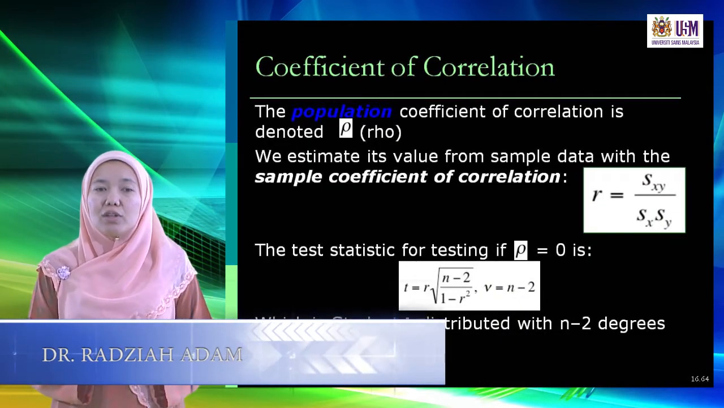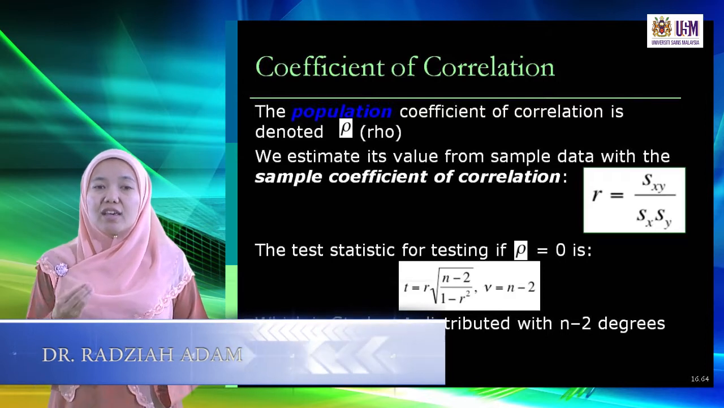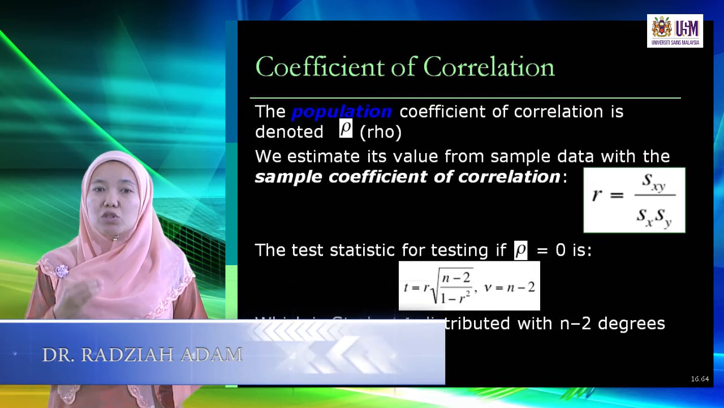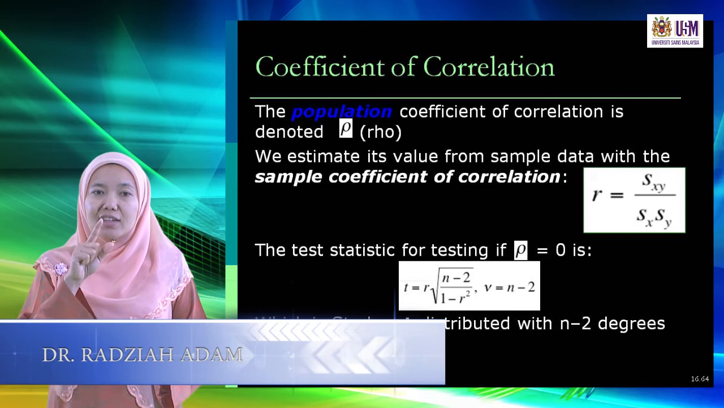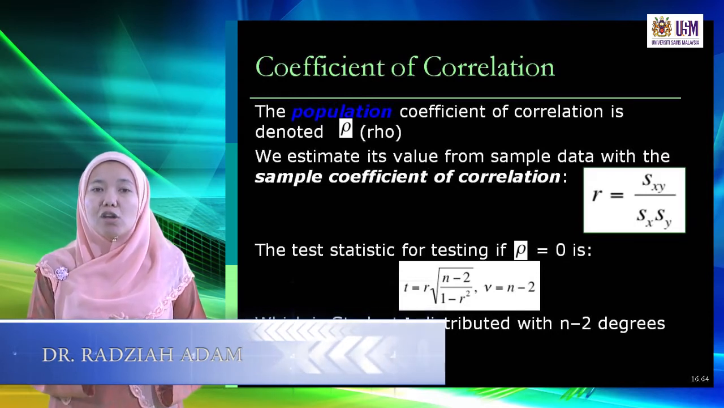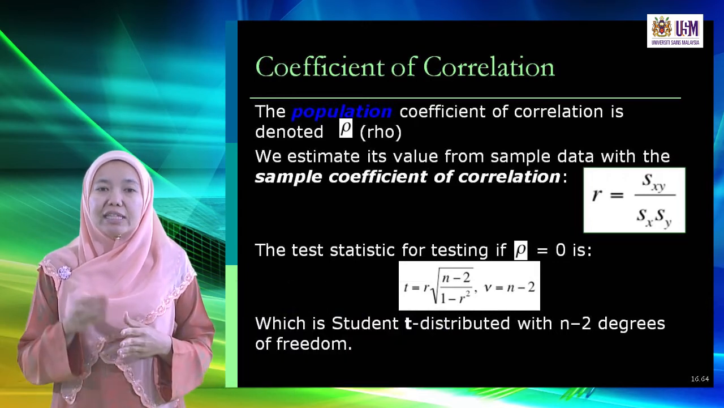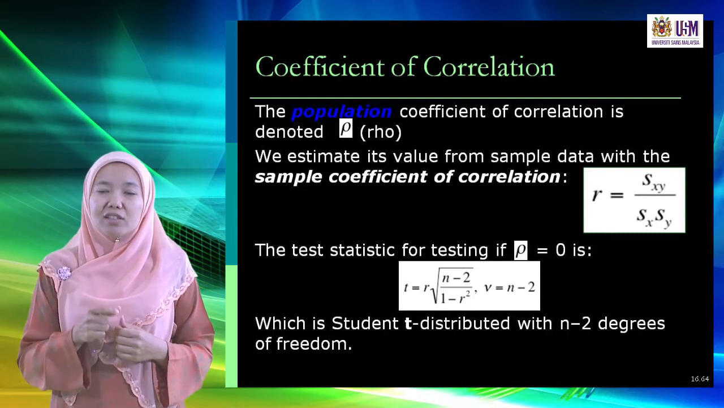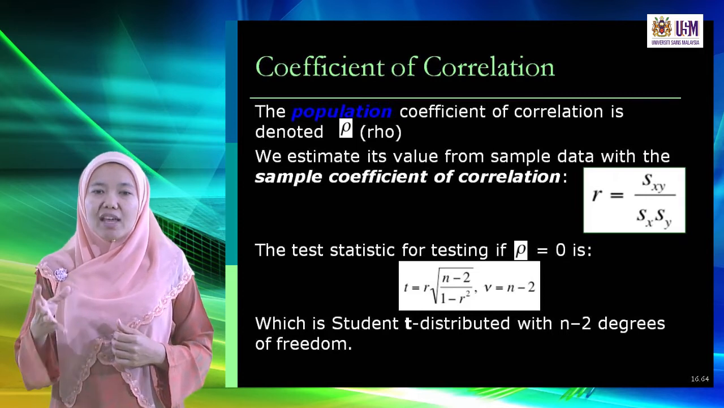We can also do hypothesis testing for coefficients of correlation. In this case, the population coefficient of correlation is denoted as rho. It's not p, but something like a curved p. So we estimate its value from sample data with the sample coefficient of correlation. Small r is equal to SXY divided by SX multiplied by SY.